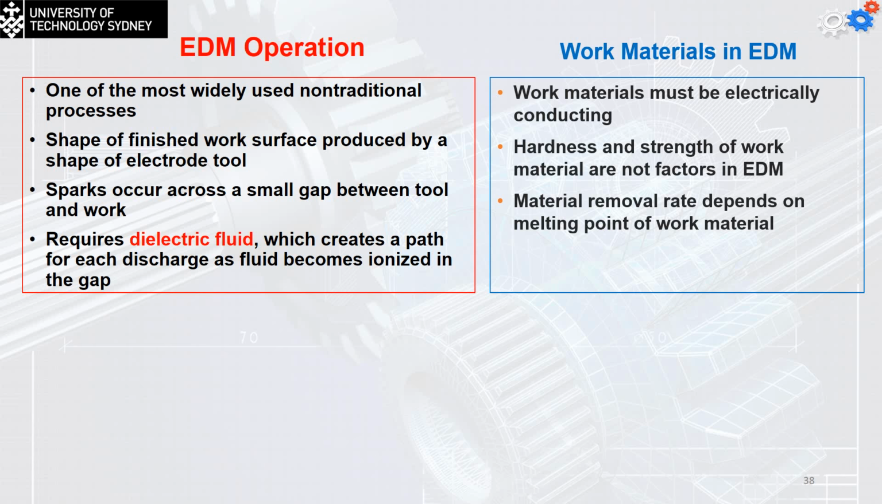The materials we can use in the EDM process should be electrically conducting. Hardness and strength of the work material are not factors in the EDM, and the material removal rate depends on the melting point of the work material. If I'm going to have a low melting point, we're going to have a higher rate of material removal.